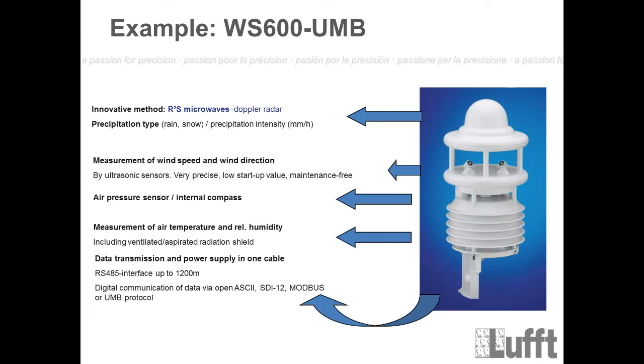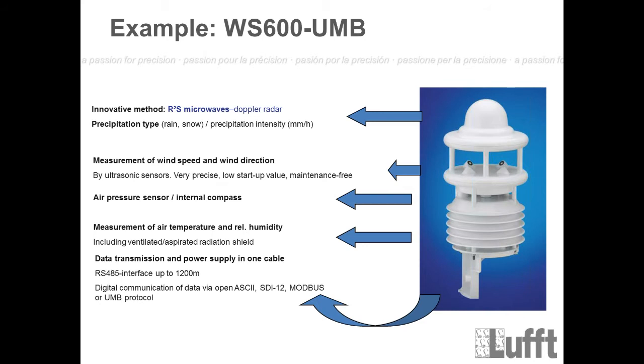So what are the advantages of this type of measurement? Of course, we have a low startup value. If you compare that with a mechanical anemometer, you know that there are some mechanical parts inside, and a mechanical anemometer needs a minimum wind speed to start to turn. That's of course not the case with ultrasonic sensors. They will start with 0.1 meter per second to give you these values. This is a big advantage. It's maintenance free, no mechanical parts. Normally you don't need to change something at the sensor, and it's very precise, of course.